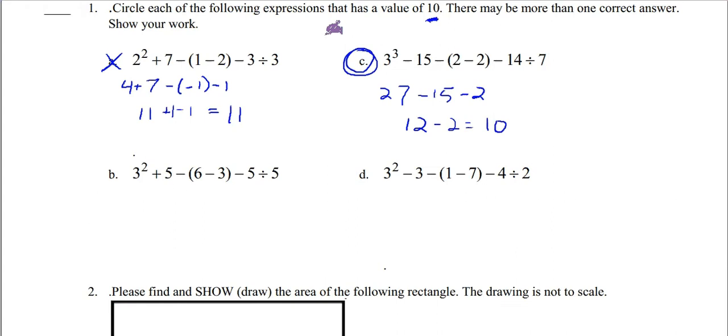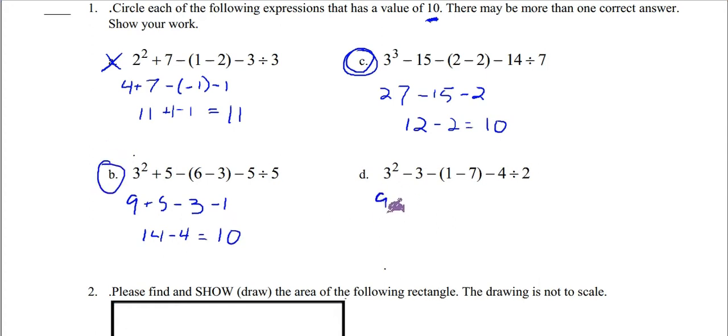It says circle each of the following expressions, so we're good. 3 squared is 9, plus 5, minus what's in the parentheses, 6 minus 3 is 3, minus negative 5 divided by 5, which is negative 1. 9 plus 5 is 14, minus 3 minus 1, negative 3 minus 1 is negative 4. So this is not 10.